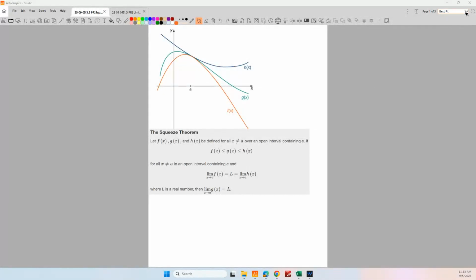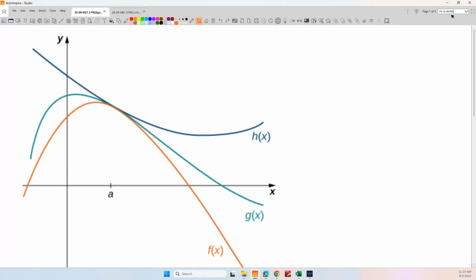Okay, and for today, I want to let you mostly work, but I want to show you an example or two of how you can apply the squeeze theorem again. We derived it yesterday. Oh, and I wanted to show you one other pretty cool thing. Maybe I'll just let you play with it.